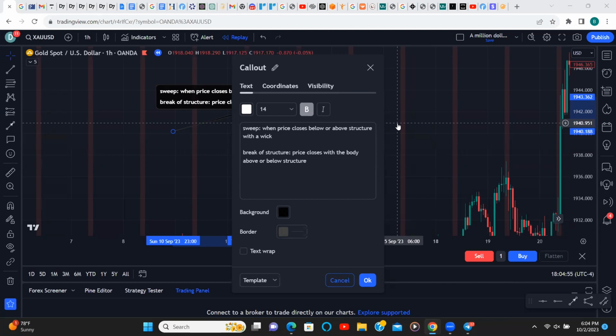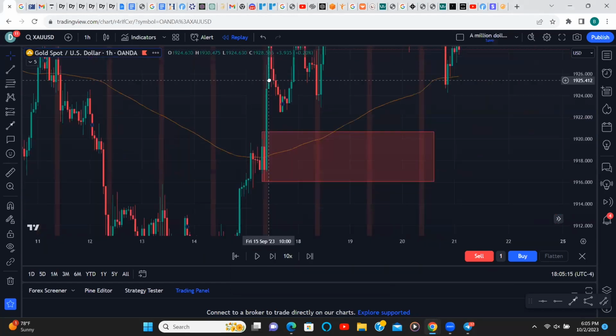So today we're going to be going over basic price action, going over sweeps and breaks of structure. As we know, when it comes to liquidity sweeps, price is going to close above or below structure with a wick, and when we're looking at a full break of structure, price is going to close with the candle body above or below structure each and every single time. So let's take a look right here.